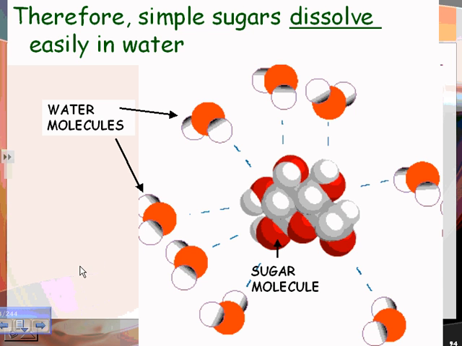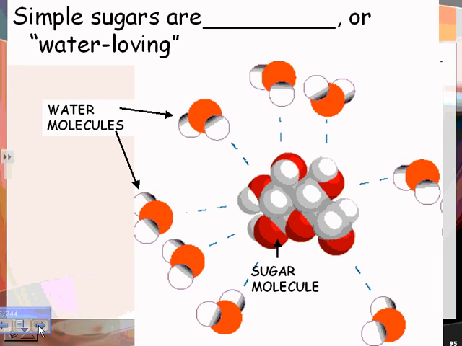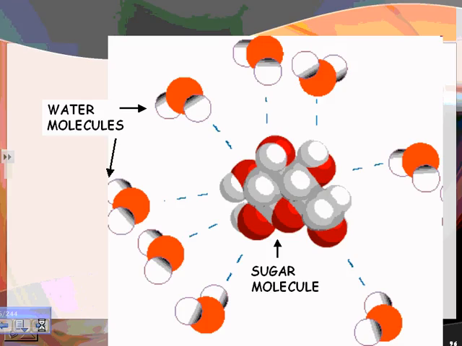So if you have a cup of coffee and you put a teaspoon of sugar in it and mix it around, it's not going to separate out into a layer on the top like oil would with water. It's going to mix right in and your whole coffee should be nice and sweet. Simple sugars are hydrophilic or water-loving. So hydrophobic means to hate water. Hydrophilic means to love water. And so sugars mix with water really easily.